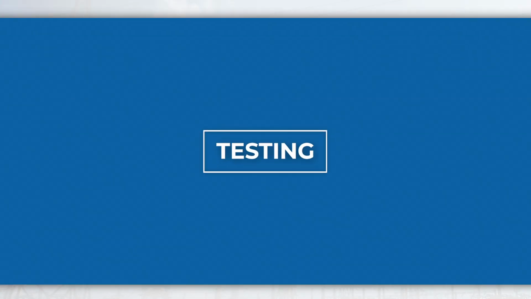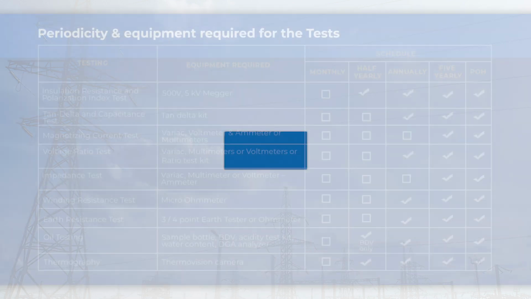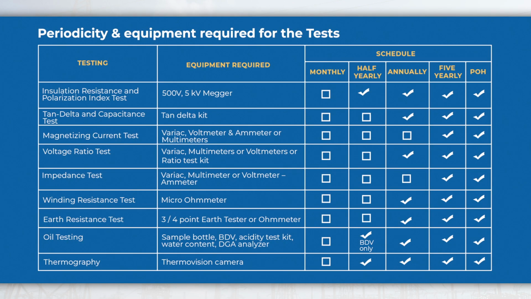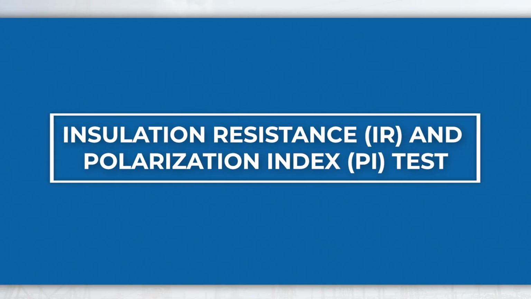Once the maintenance activities are done, the following tests shall be carried out on the transformer for checking the healthiness of the equipment at regular intervals mentioned in the table. Insulation resistance and polarization index test.